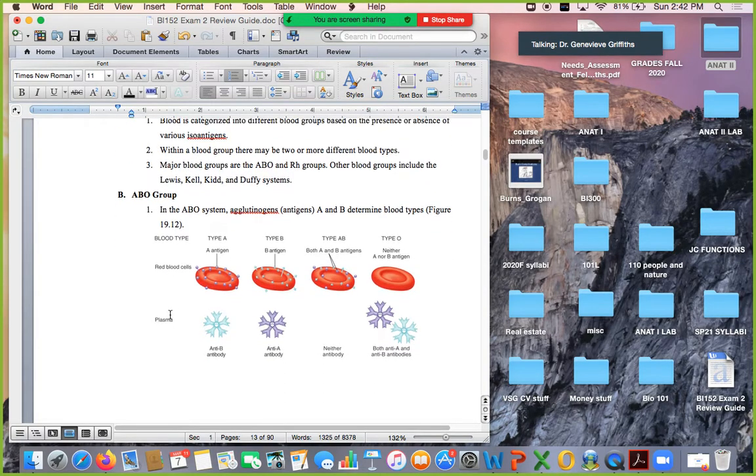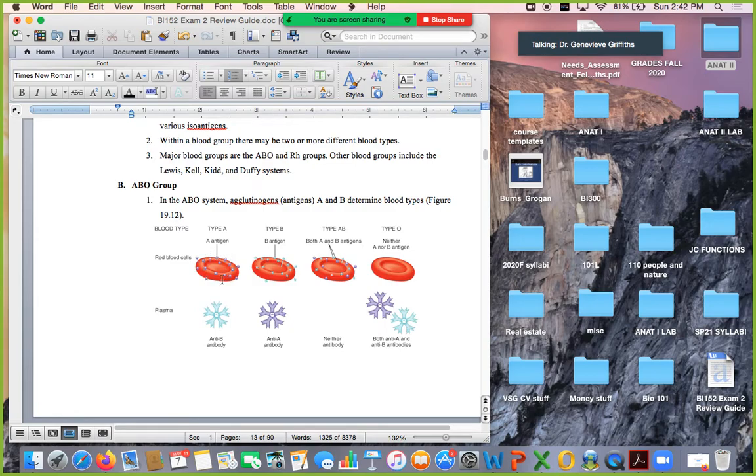So you'll note that if we have the A antigen, we do not have the A antibody. We only have the B antibody. If we have the B antigen, we do not have the B antibody. We only have the A antibody. And that's why if we have the A and the B antigen, we have neither antibody because we don't want the antibody response. But if we have neither A nor B antigen, then we could have antibodies to either because we still won't elicit a response.